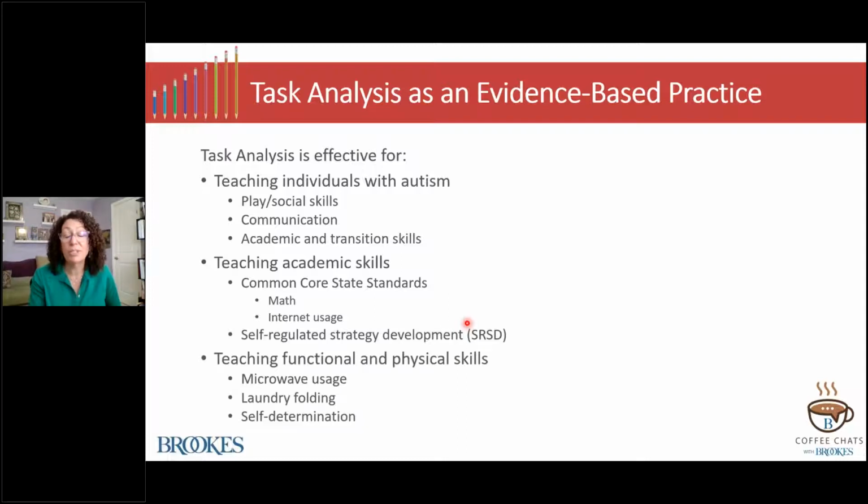And another particular area where we see a good evidence base for task analysis is in teaching functional and physical skills. It's really common to use this with kids with more severe disabilities, teaching them how to use the microwave, teaching them how to fold laundry, because none of us have minions that are going to fold our laundry for us. We all need to learn how to do that. And also teaching self-determination skills.